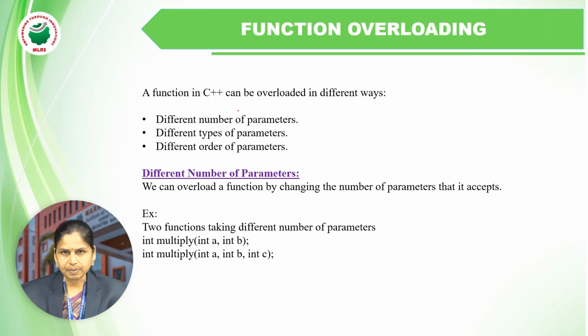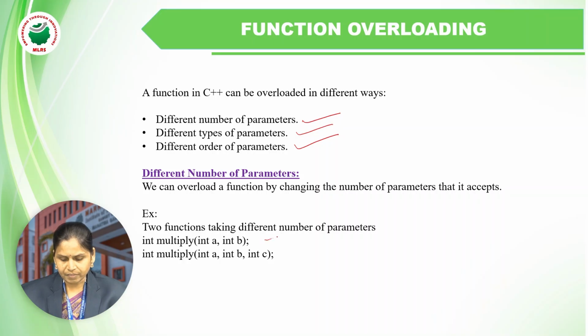A function in C++ can be overloaded in different ways. The first one is using the number of parameters, the second one is types of the parameters and the third one is different order of the parameters. Let us see what is different number of parameters.